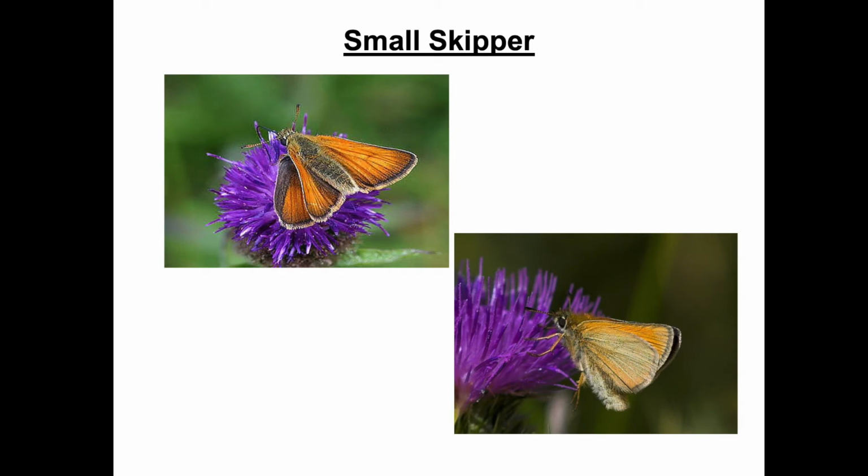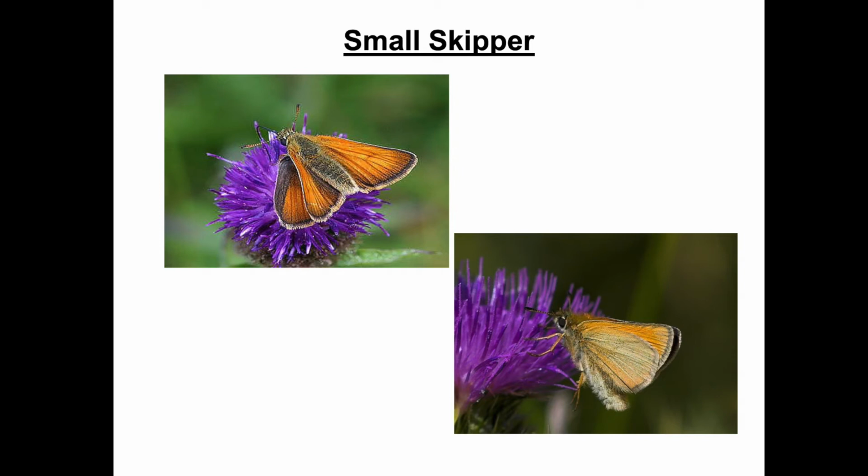The first one here is the small skipper. And the key points here is, first of all, the way it lands on these knapweeds and thistles. It always sits like that with its wings partially open. It's all gold in this female, and it's a duller sort of orangey on the underneath.